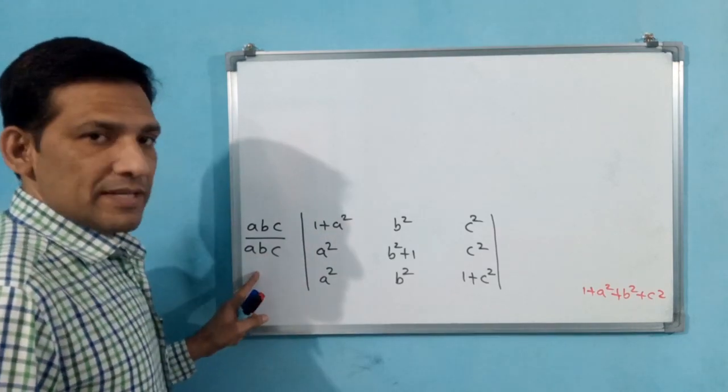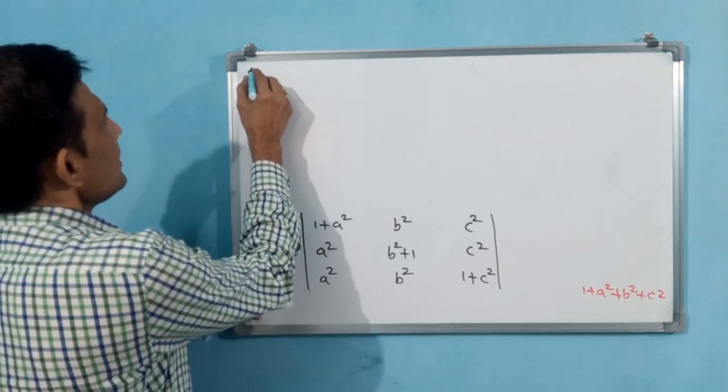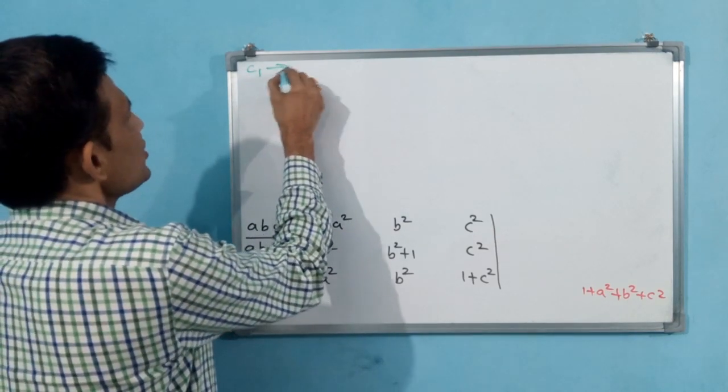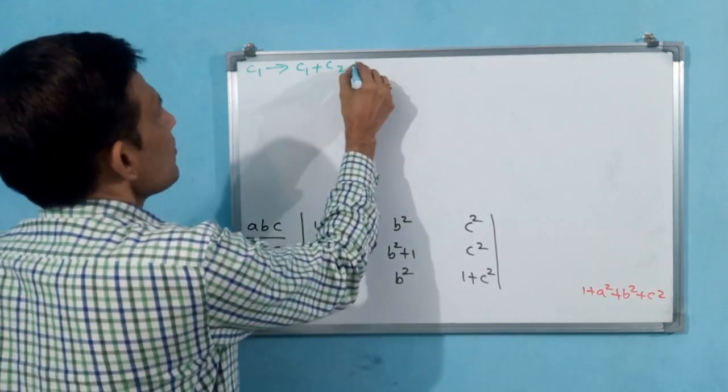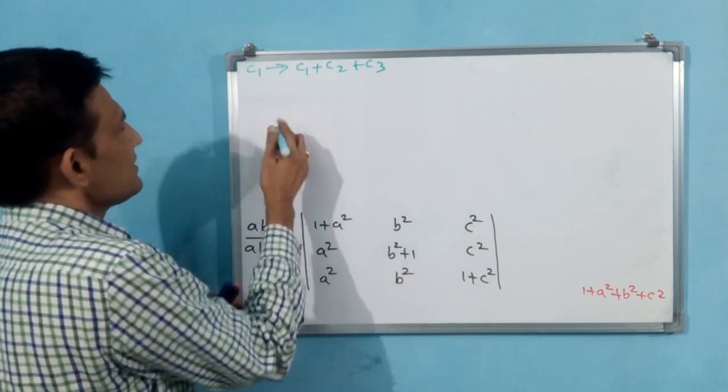Now I am not writing this ABC by ABC. Why? Because this is going to become 1. What I am writing, you see. C1 is changing: C1 plus C2 plus C3 I am adding and writing in C1. Okay?